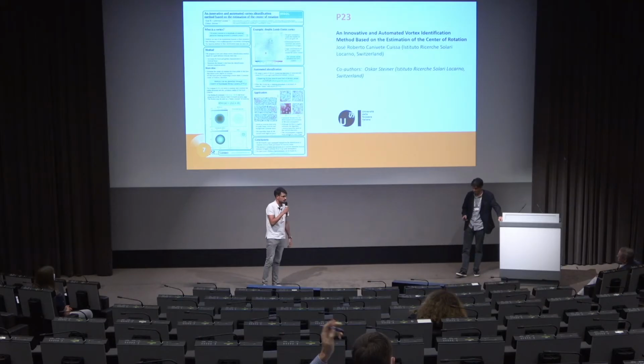Hello everyone, I'm Roberto, and I'm going to talk about vortices. As you probably know, vortices are one of the fundamental features of turbulent fluid dynamics, but it can be very challenging to identify them accurately, for example in numerical simulations. That's why we proposed a new algorithm to automatically identify vortices based on the velocity field of the flow of interest. For more details, the poster is at 23, and I hope to see you there tomorrow. Thank you very much.